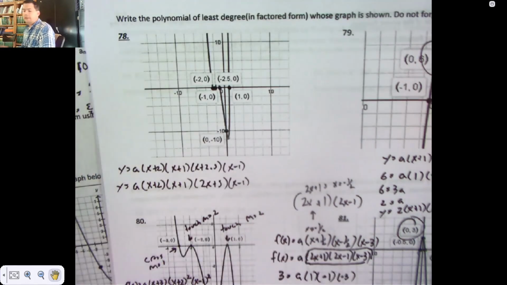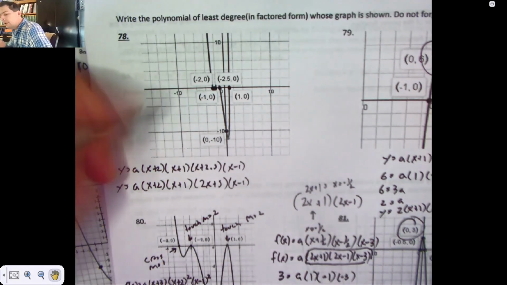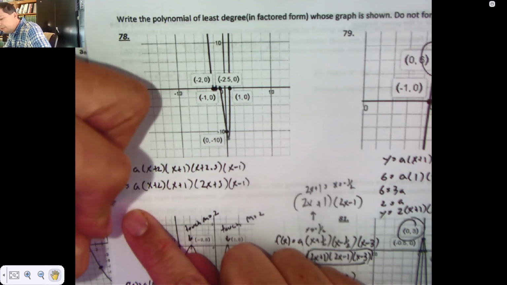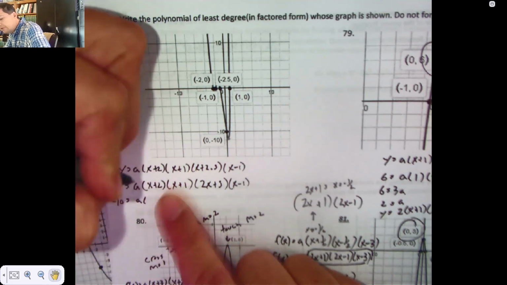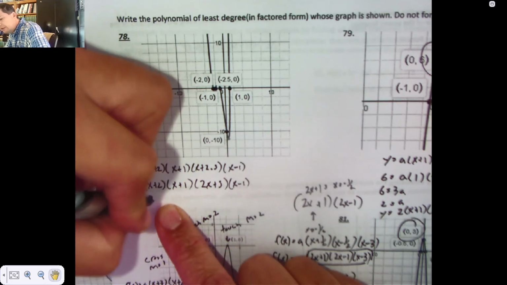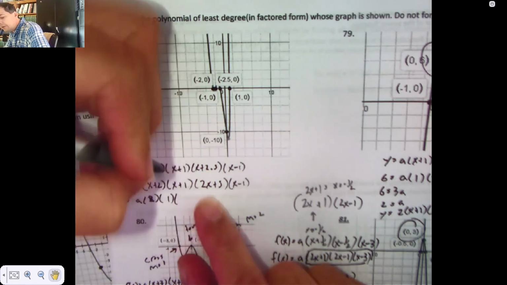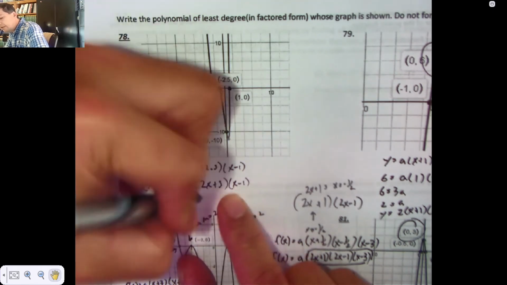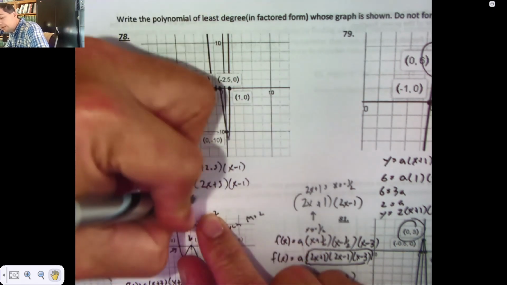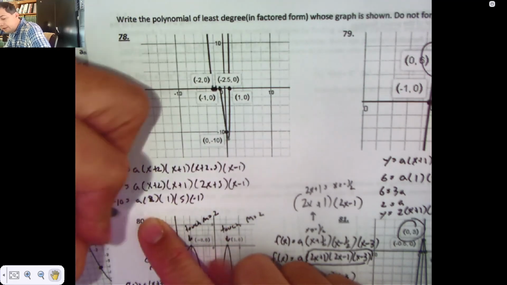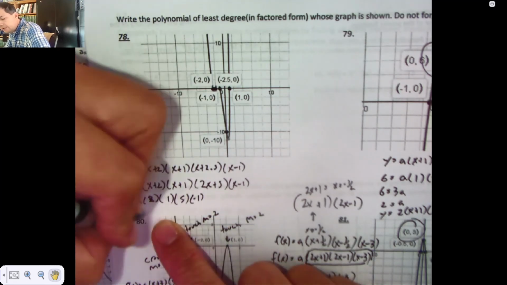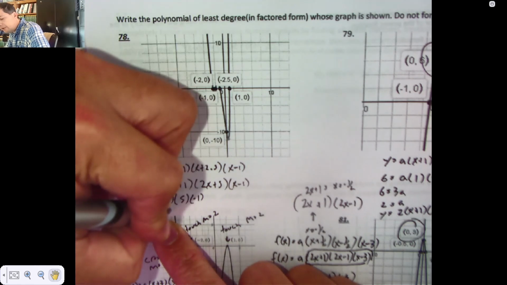My guess is since I did that, the a value is probably 1. But I'm going to plug in this point. -10 is a times 0 plus 2, which is 2, 0 plus 1 is 1, 0 plus 5 is 5, 0 minus 1 is -1. And that's going to be a -10 attached to a. So a is in fact 1.